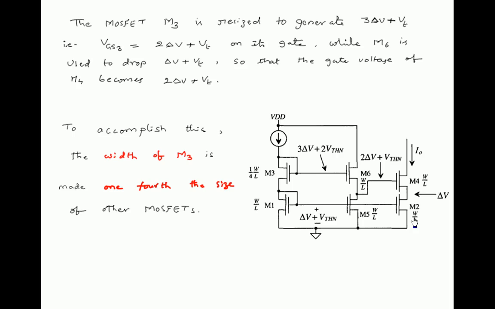While M6 is used to drop delta V plus VT so that the gate voltage of M4 becomes 2 delta V plus VT. So the main thing is that the width of M3 is made 1/4 of the size of the other transistors.